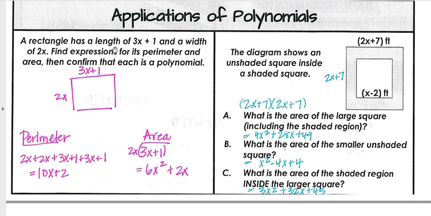Area, we multiply base times height or length times width. So 2x times 3x plus 1. I just shoot my rainbow through, I distribute that 2x, and I end up with 6x squared plus 2x.